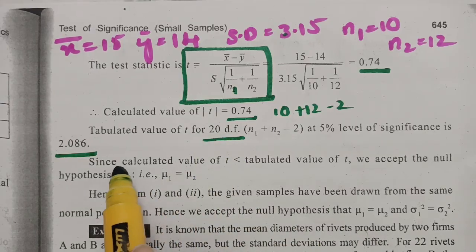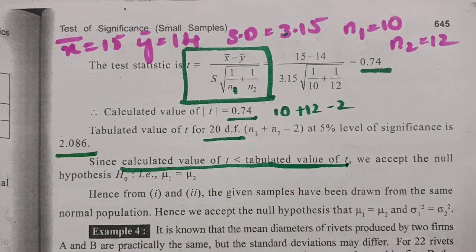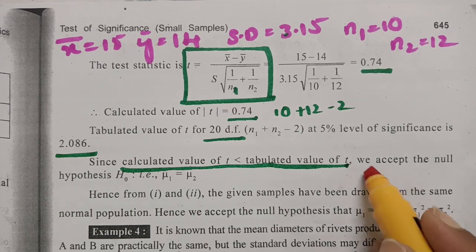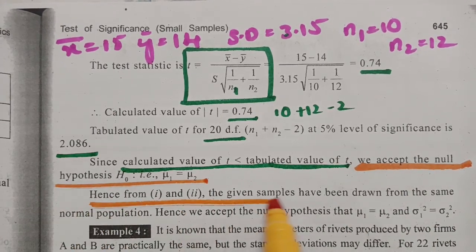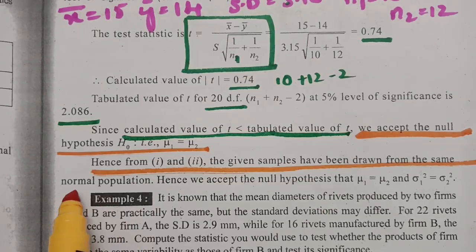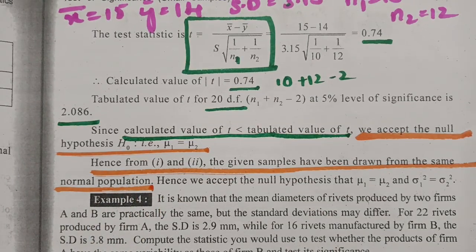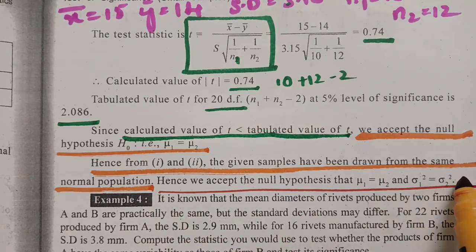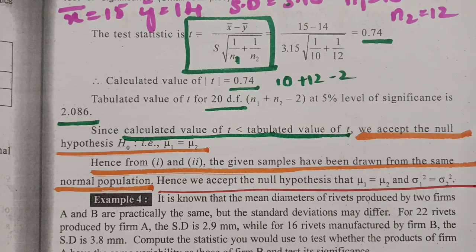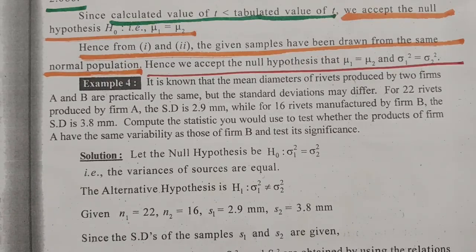Clearly, the calculated value of t is less than the tabular value, and therefore we are going to accept the null hypothesis, and therefore mu1 equal to mu2. Hence, from 1 and 2, the given samples have been drawn from the same normal distribution. Hence, we accept the null hypothesis. So mu1 equal to mu2 and sigma 1 square is equal to sigma 2 square. So this is how we have to check. So we have to check the equality of the means using the student t-test, and the equality of variances using the F-test. And this is also a very important question. And the next question here is the fourth question.